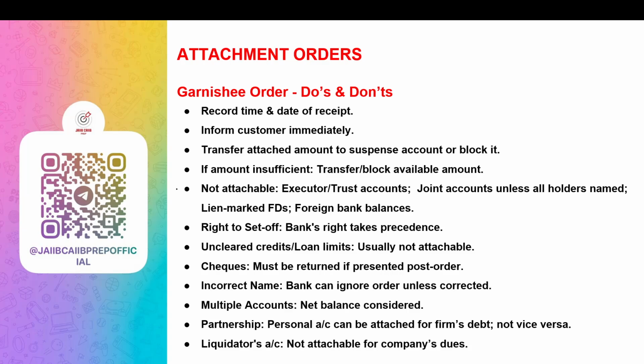If it is held jointly by a husband and wife, and the order is only in one name, then that joint account cannot be attached. But if both the names are mentioned in the order, then not only the joint account but their individual accounts can also be attached. Trust accounts cannot be attached if the customer holds the money as a trustee.